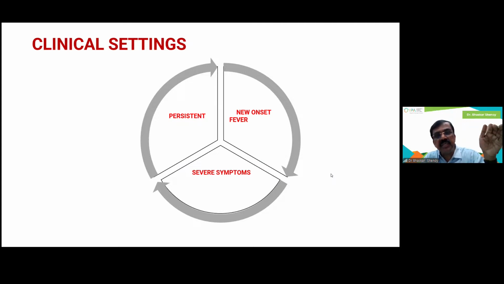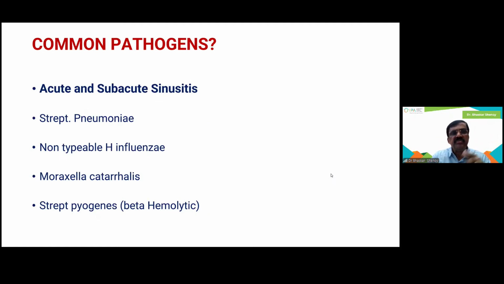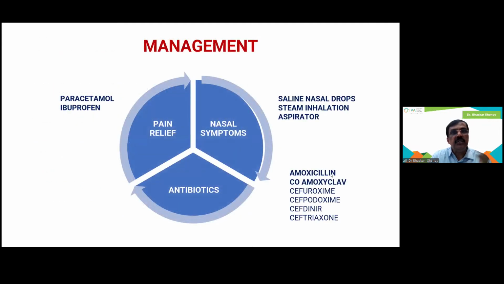The child had a respiratory infection, recovered, or it is persisting, and new onset fever. So these three points you have to remember: persistent, severe symptoms, and new onset fever. Again, the microbiological pattern is the same for most respiratory infections: Strep pneumoniae, H. influenzae, and Moraxella, and sometimes Strep pyogenes.